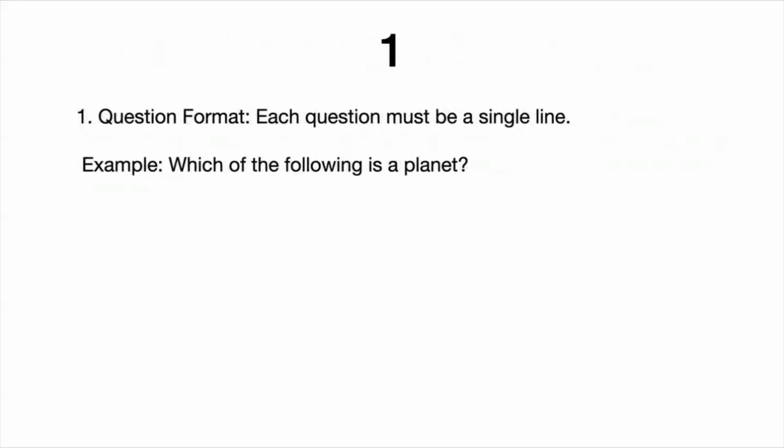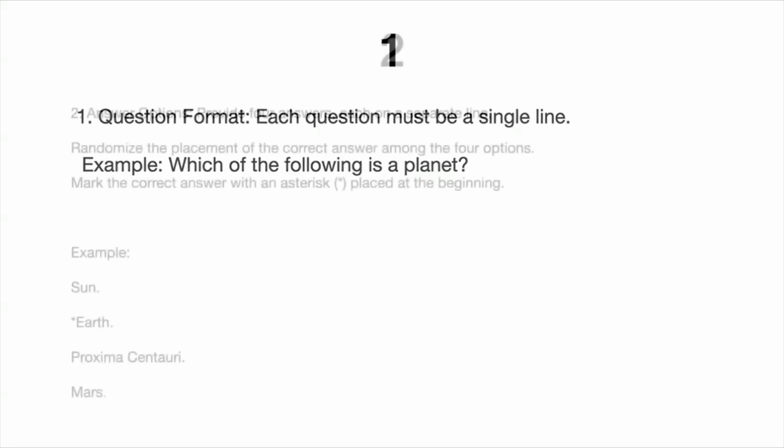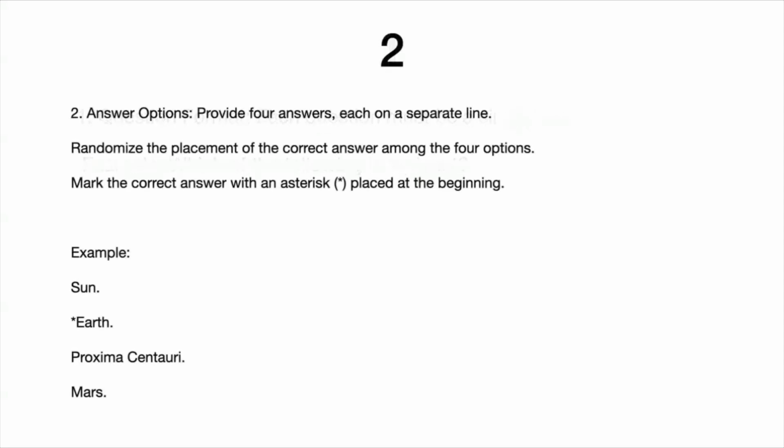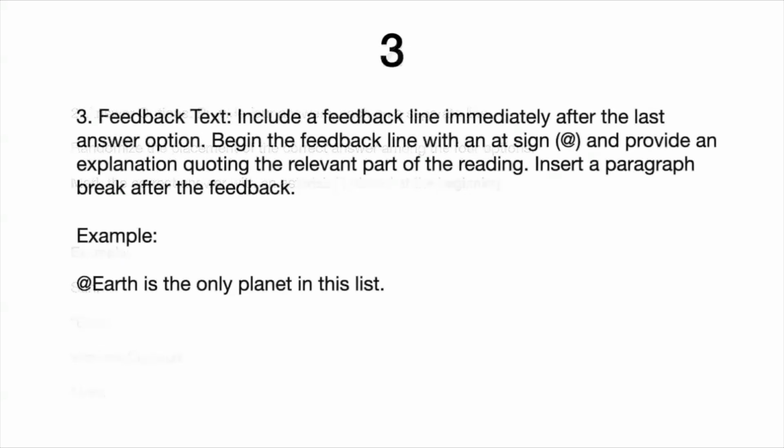And then here are the guidelines in terms of structured content. So every question must be a single line. And here we provide an example. And the options or distractors for that question must be on their own separate lines. We can randomize these, and then we mark the correct answer with an asterisk placed at the beginning of that line. And again, we provide an example on screen.